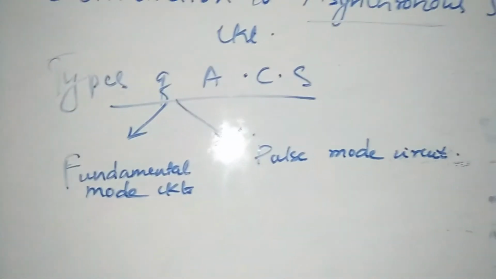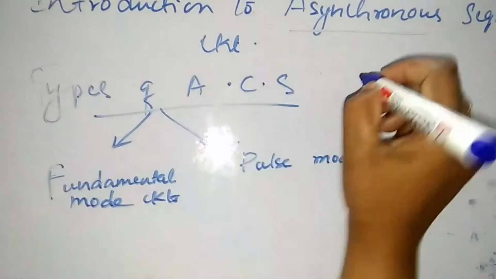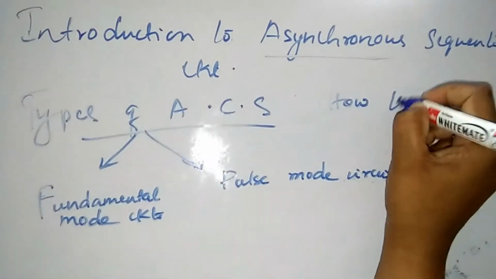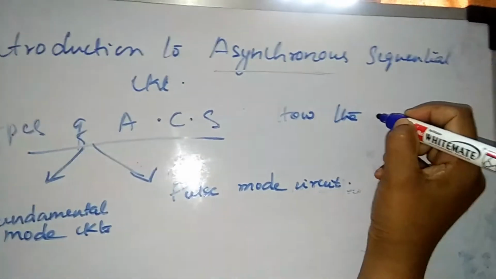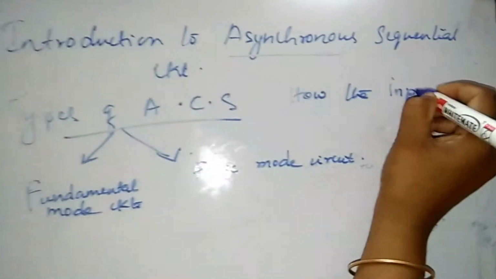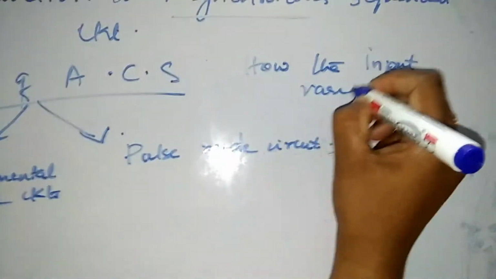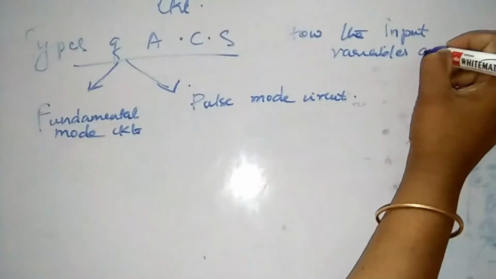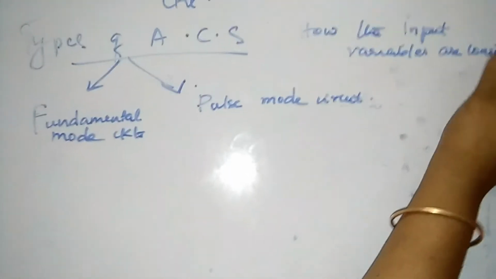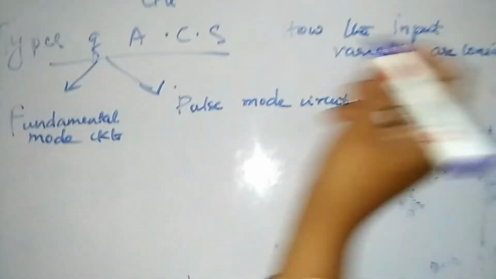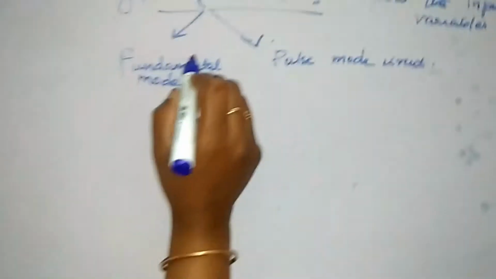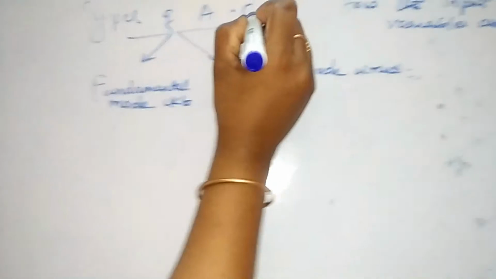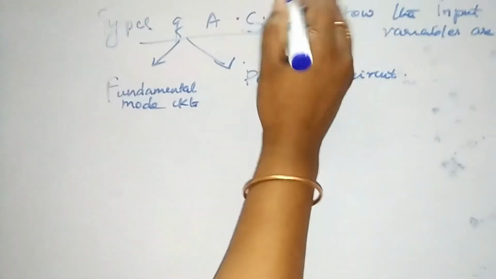Dear students, how exactly it has been differentiated is according to how the input variables are considered. This is the key point of separating or bifurcating the types in case of asynchronous sequential circuits.